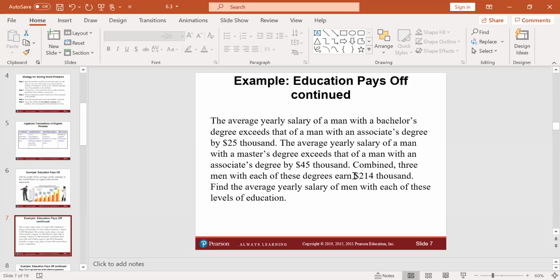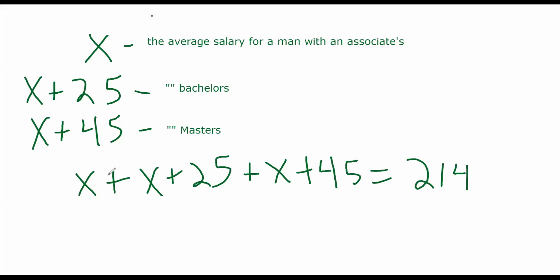Well, the problem straight up says combined their three salaries was the 214,000. So if I add the associate's salary with the bachelor's salary with the master's salary, then now we're going to start combining the like terms. Yep. Now I'm going to take this left-hand side. I see I've got 1, 2, 3 X's. And then I can add the 25 and the 45 to get 70.